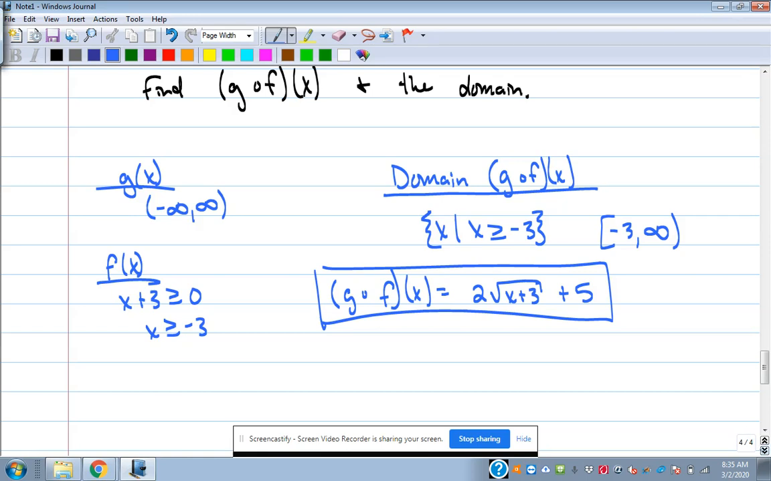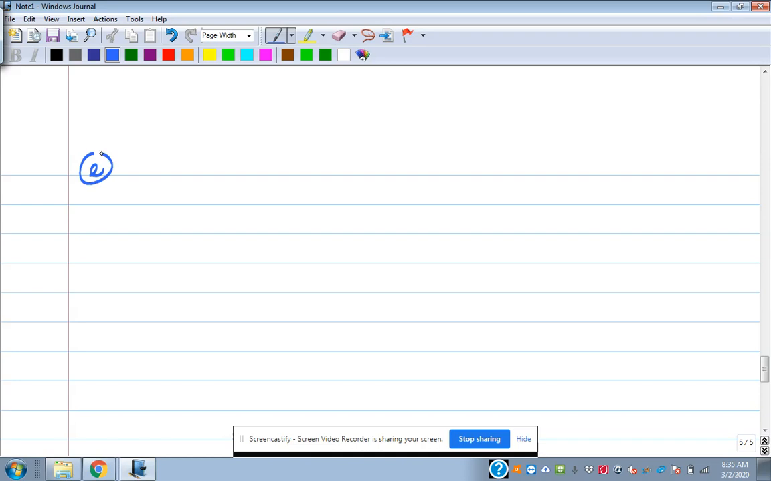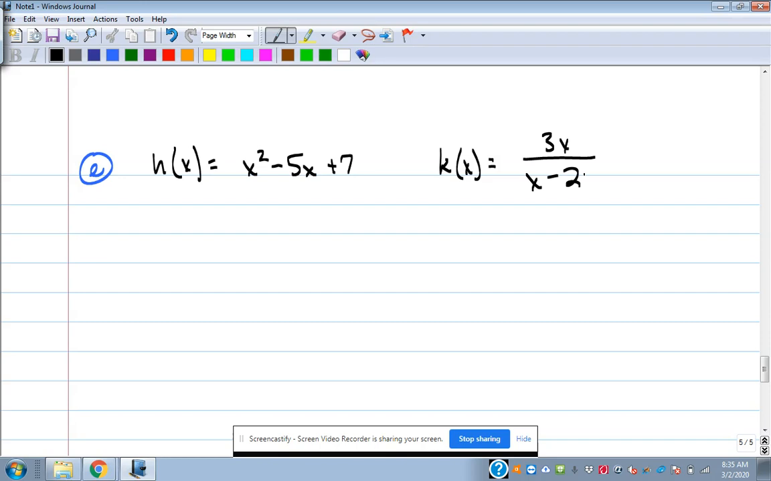All right, let's do a tougher one here. h of x is equal to x squared minus 5x plus 7. And then k of x is 3x over x minus 2. Okay, so we're going to find h composed with k of x and the domain.